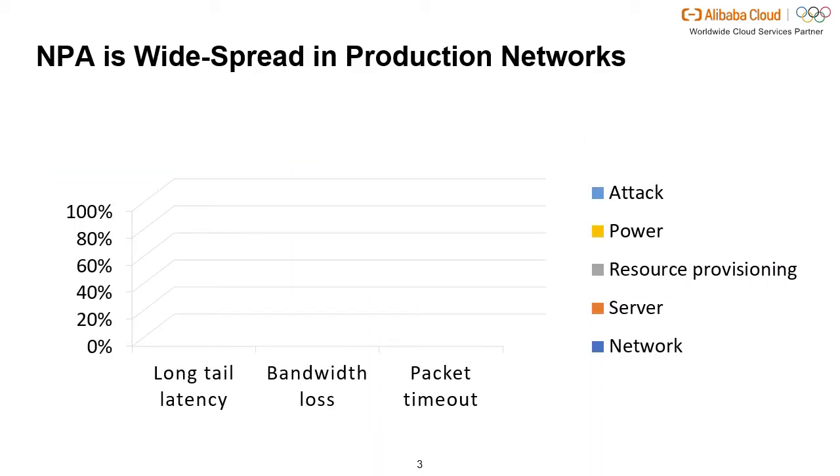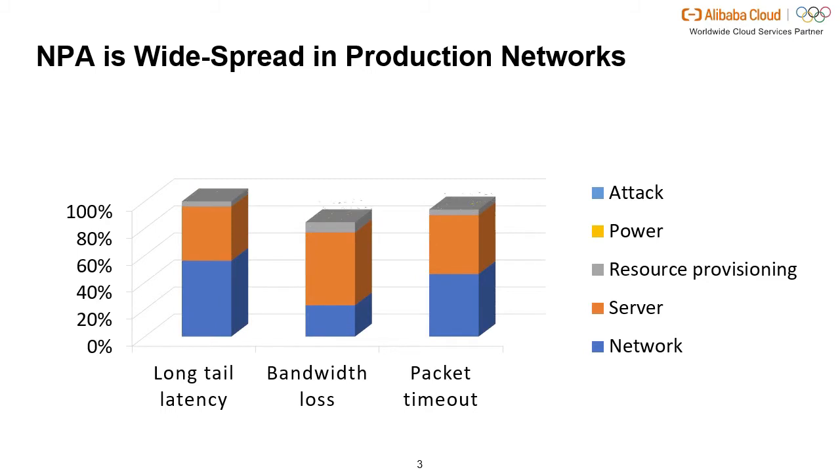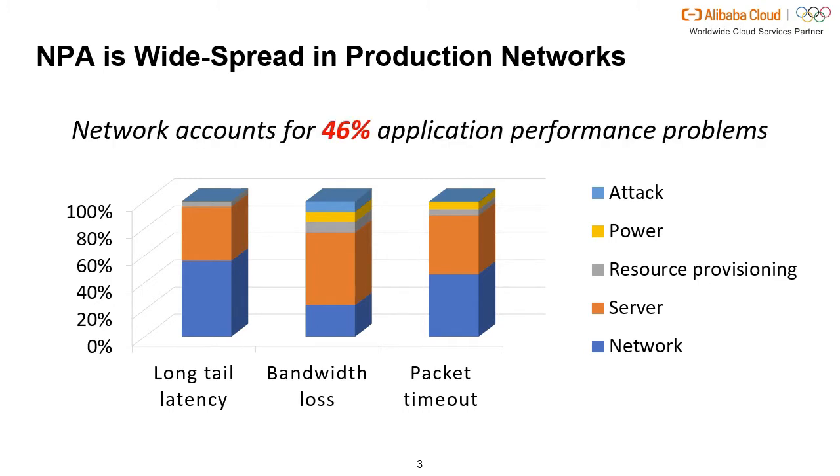There are three major types of NPAs, including long-tail latency, bandwidth loss, and packet timeout. According to 2-year statistics on application performance problems in Alibaba Cloud networks, about 46% of NPAs can be attributed to networks. Considering the widespread distribution and the severity of NPA, operators must do cautious and timely NPA mitigation.